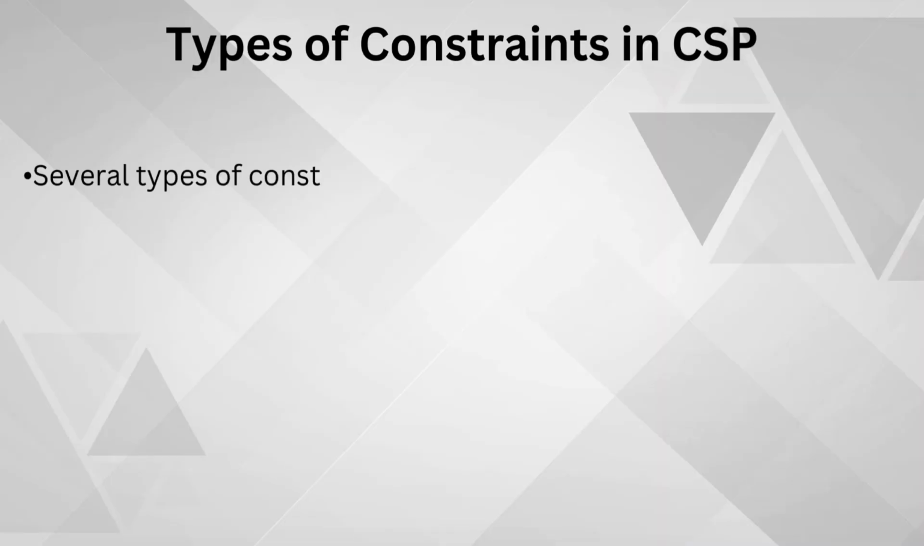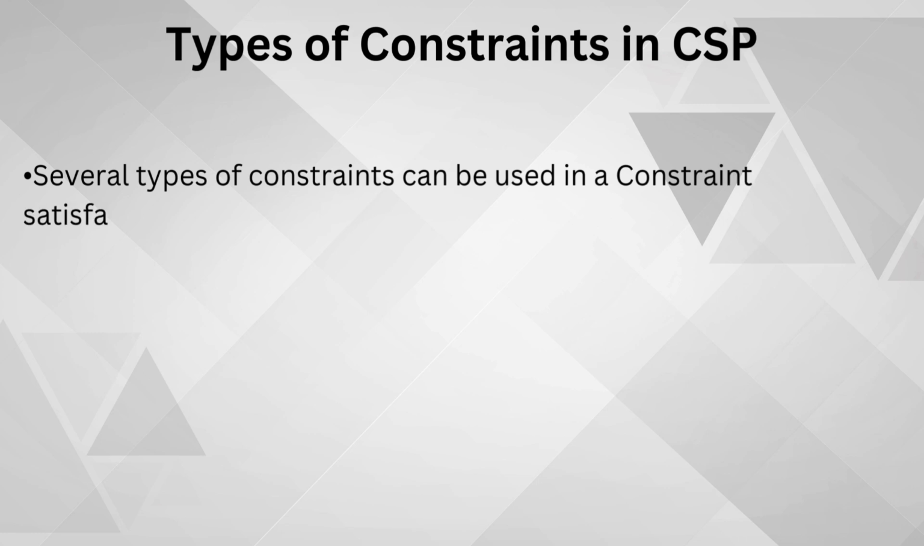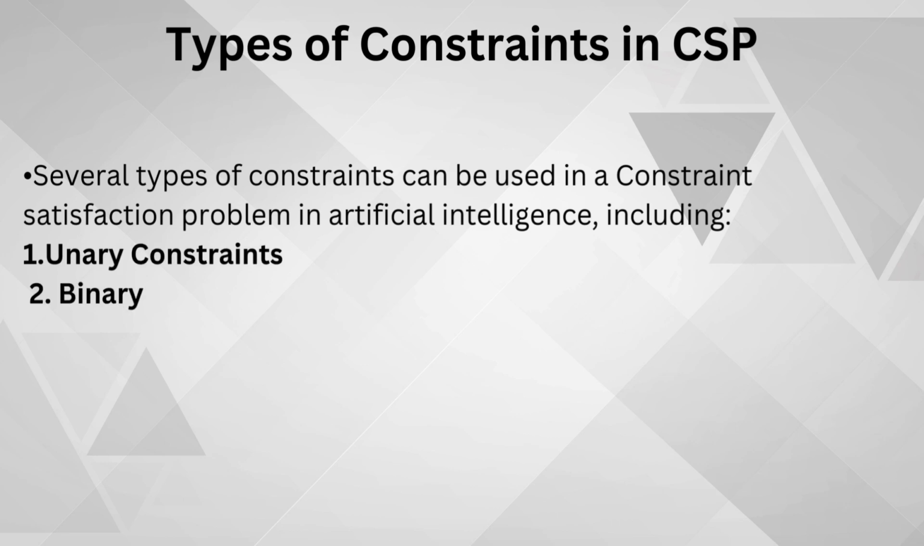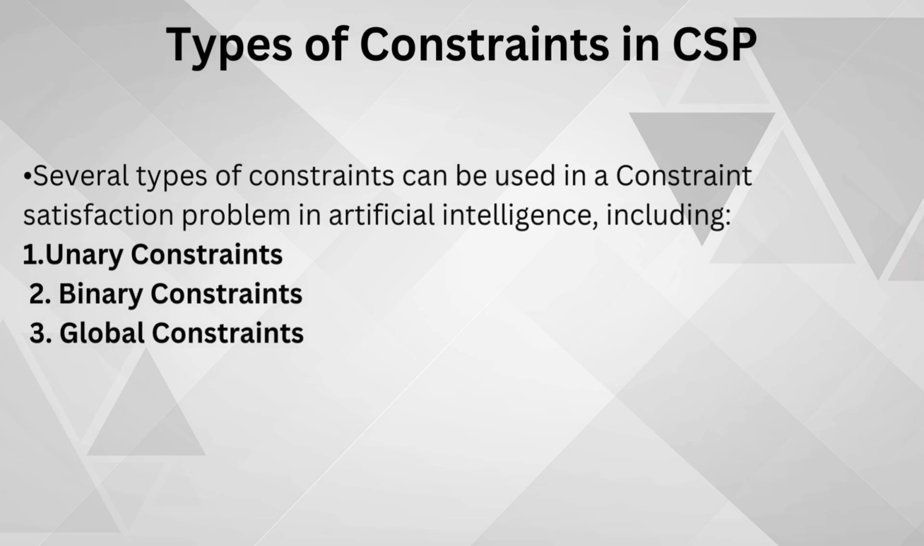So, now we have types of constraints in CSP. Several types of constraints can be used in constraint satisfaction problems in artificial intelligence, including unary constraints. A unary constraint is a constraint on a single variable. For example, variable not equal to red. Binary constraint. A binary constraint involves two variables and specifies a constraint on their values. For example, a constraint that two tasks cannot be scheduled at the same time would be a binary constraint.